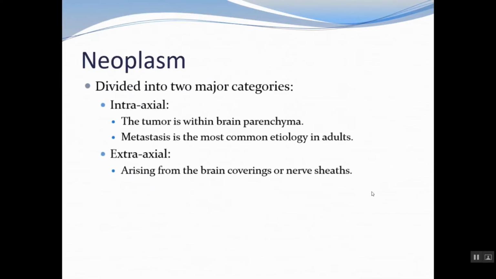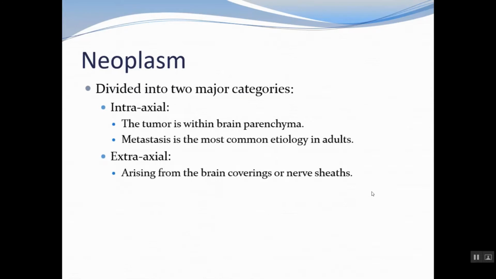The neoplasm is divided into two major categories: intraaxial tumors and extraaxial tumors. The intraaxial tumors are located within the brain parenchyma. Metastasis, though it is a secondary tumor, is the most common intraaxial tumor in adults. The extraaxial tumors arise from the brain covering or nerve sheath, and meningioma is the most common extraaxial tumor in adults.